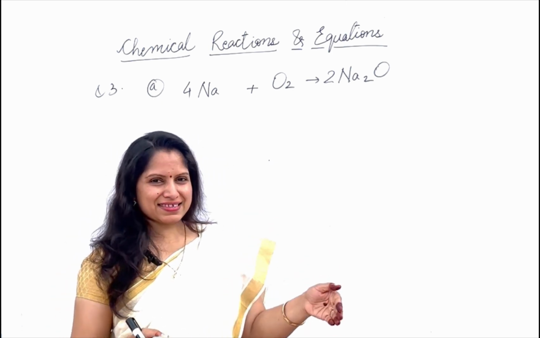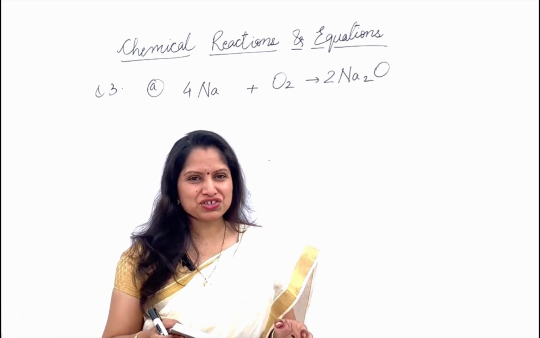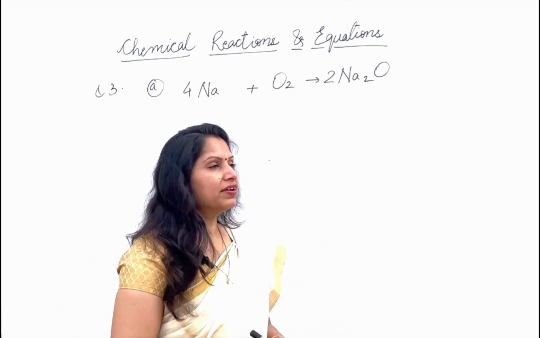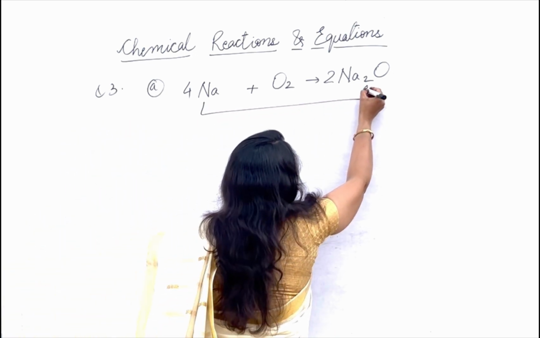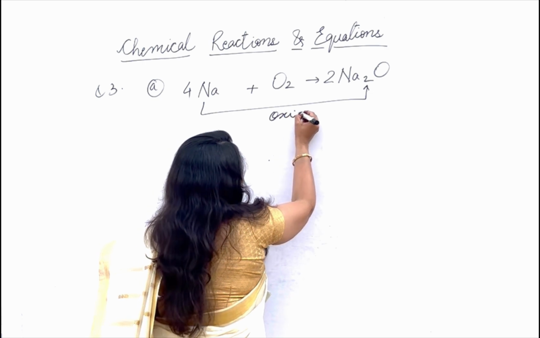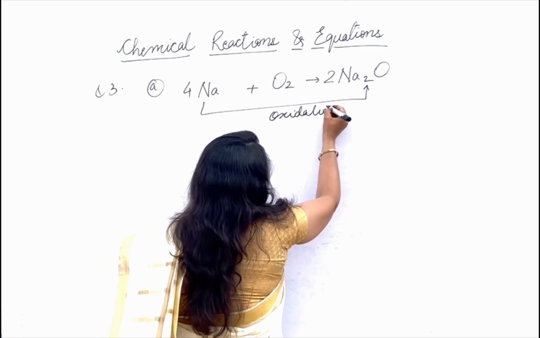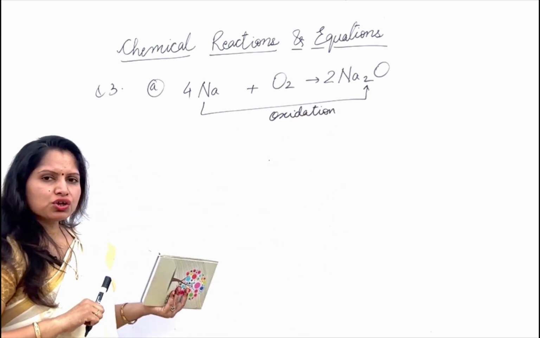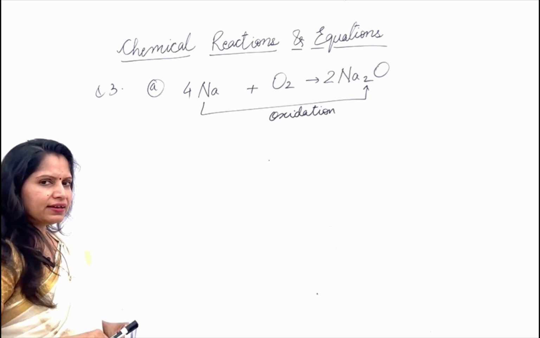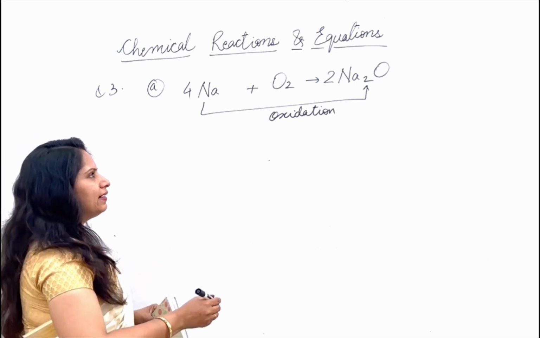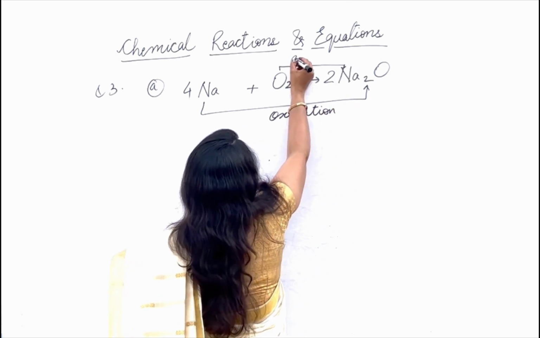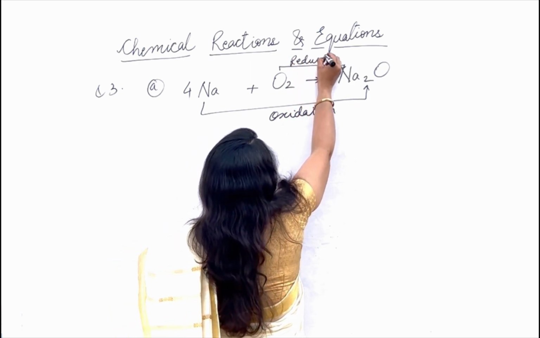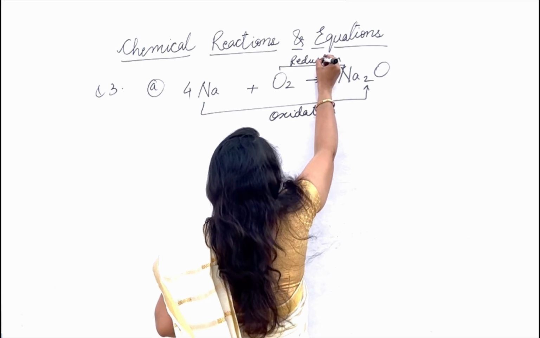Now let's see the thing that is asked in the question, that is oxidation and reduction. So since oxygen is combining with sodium, this is an example of oxidation reaction. And whenever there is oxidation of one of the substances, one of the reactants, automatically there is reduction of another one. So oxygen is undergoing reduction. There is reduction of oxygen.